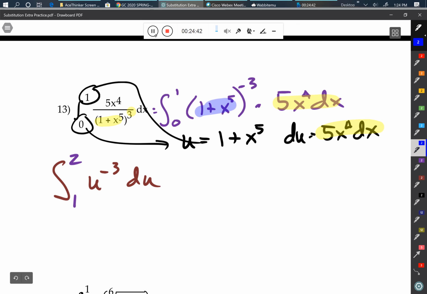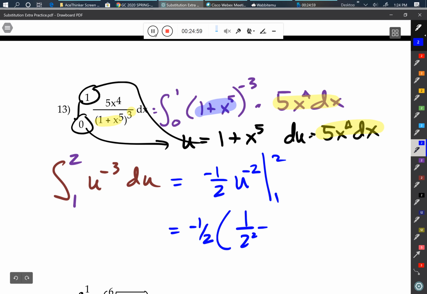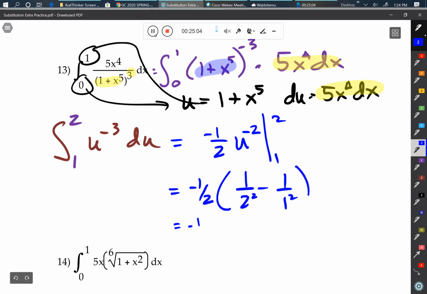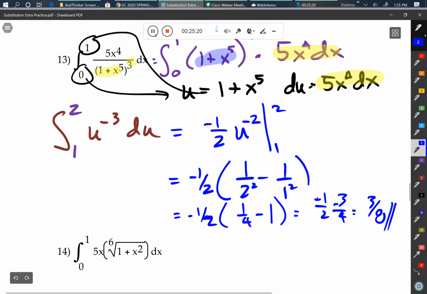Well, that shouldn't be too bad. Let's see. This is going to become u to the negative 2, add 1 to the exponent, and then divided by that negative 2 out in front, evaluated from 1 to 2. So negative 1/2 times 1 over 2 squared minus 1 over 1 squared. Let's see, so that's negative 1/2 times 1/4 minus 1. So negative 1/2 times negative 3/4, 3/8, when it's all said and done.